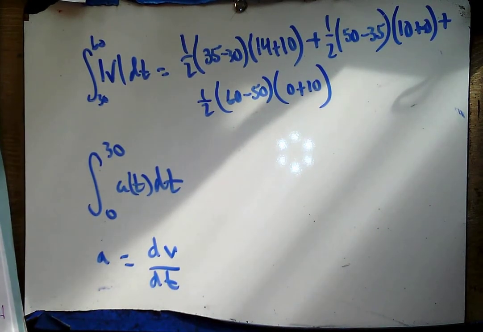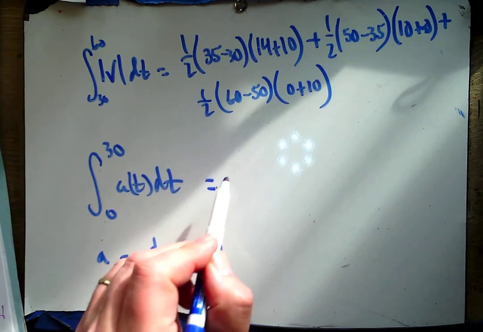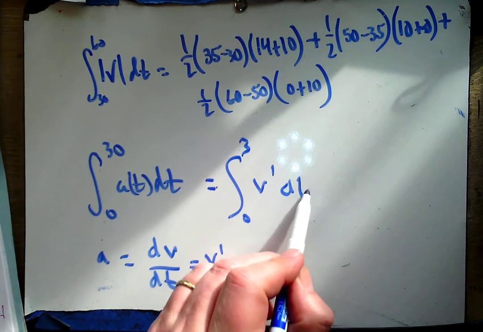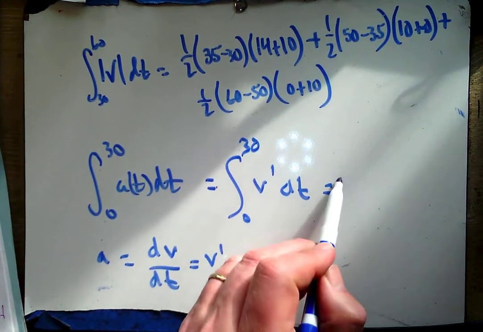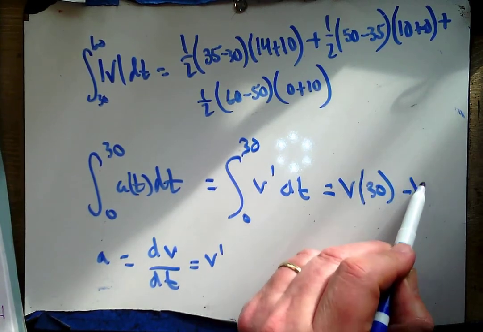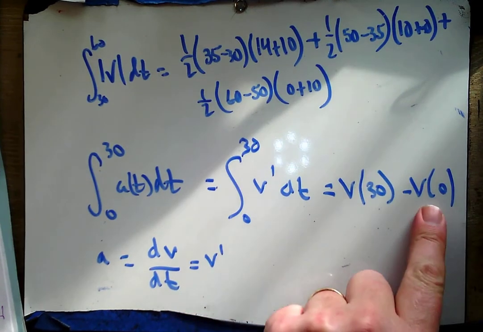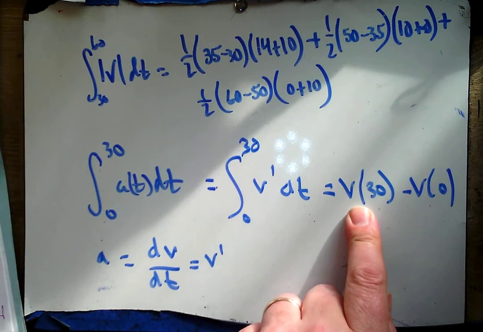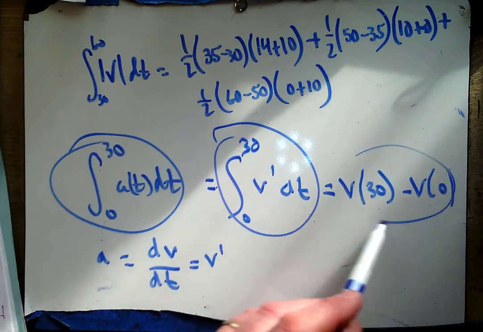is the derivative of velocity with respect to time, or v prime. Well, if I integrate v prime from 0 to 30, I know, according to the fundamental theorem of calculus, that that's going to be v of 30 minus v of 0. And what does that represent? Well, that represents the velocity at time equal to 0, and that represents the velocity at time equal to 30. And so what does this represent, or this, or this?